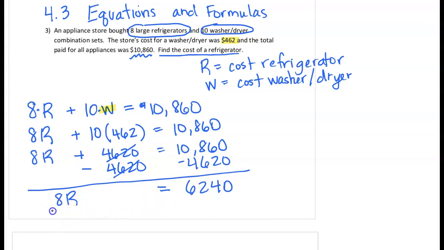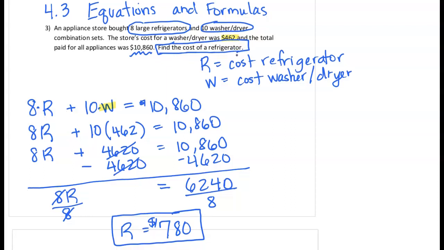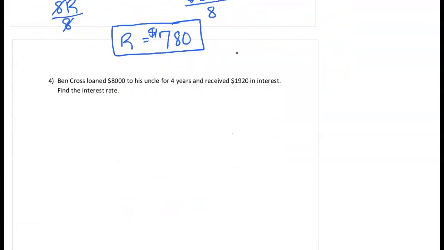To end, we're going to divide by 8 to break the bond between the 8 times R. Divide by 8 on the right-hand side also. And we end up with an R of 780, which means the refrigerator cost is $780. That ends question 3 because we found the cost of the refrigerator. I always like to go back and just make sure that we answered what the question was asking. Let's move on to question 4.